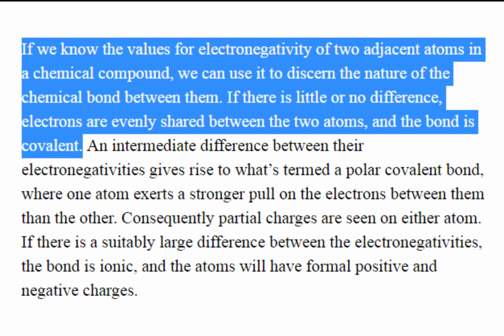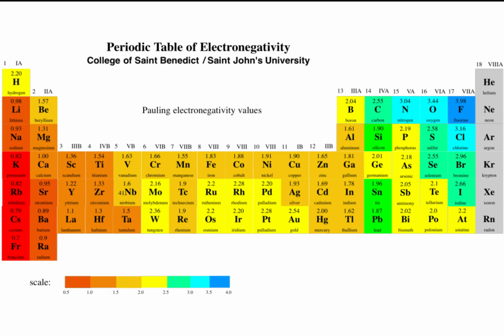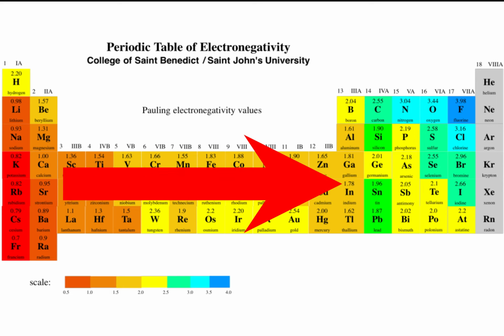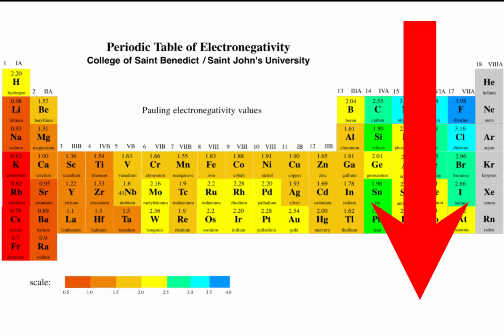If we know the values for electronegativity of 2 adjacent atoms in a chemical compound, we can use it to find out the qualities of the chemical bond between them. If there is little or no difference, electrons are evenly shared between the 2 atoms and the bond is covalent. The general trend of electronegativity is for the energy to increase across a row on the periodic table, or better known as a period, and decrease down a group.